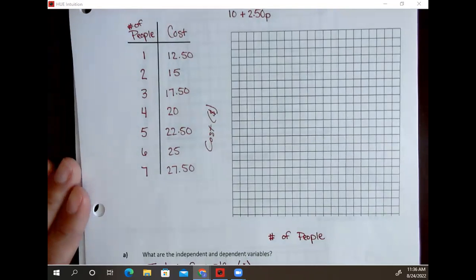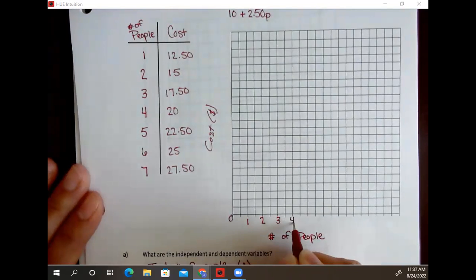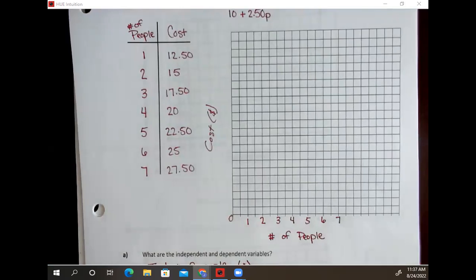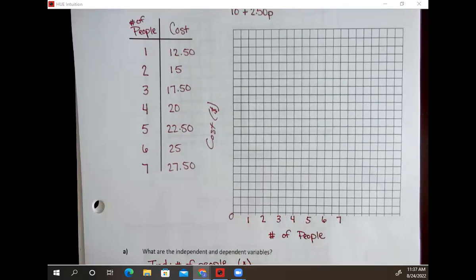My spacing for my graph may be different than yours. That's okay. For my number of people, I'm going to label every other one just so my points aren't crammed together, especially as you guys are trying to look at them up on the board. I want to make sure I'm plotting things so that you guys can read it without too much trouble. So I spaced my numbers out a little bit. If you just did 1, 2, 3, 4, 5, 6, 7 all in here, that's okay. Just know your points are going to be close together.